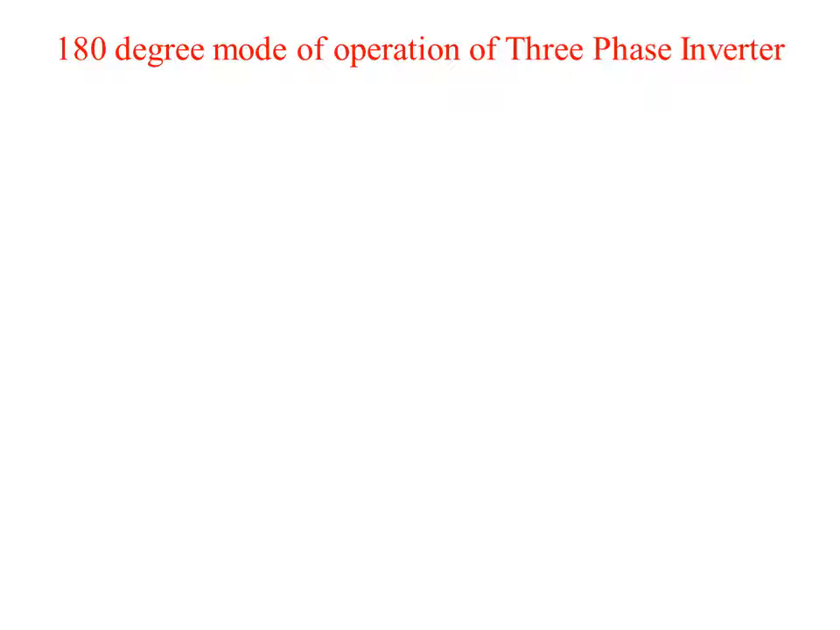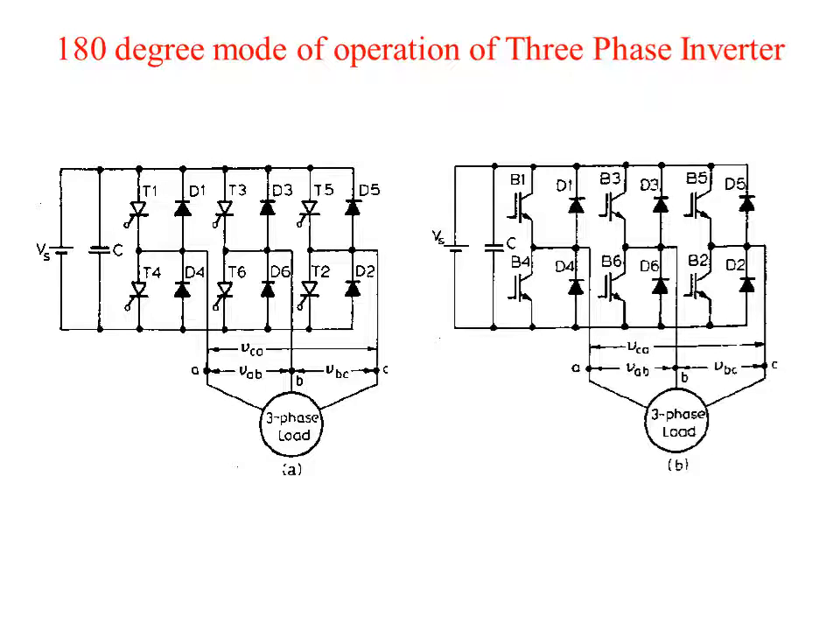180-degree mode of operation of three-phase inverter. The inverter can be operated in 180-degree mode or 120-degree mode of operation by giving the switching signal at 180 degree and 120 degree respectively.